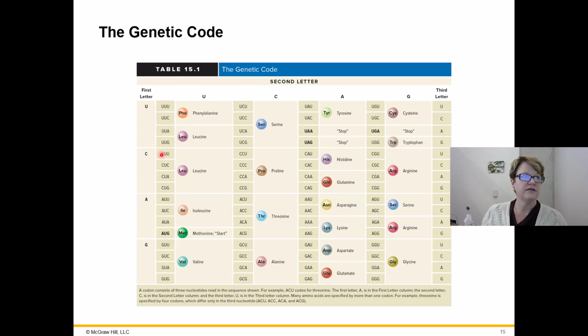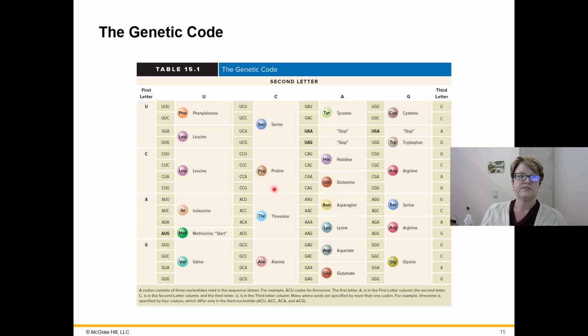So these codons in the mRNA would correspond to the ribosome putting a leucine into the protein. These codons in the mRNA would cause the ribosome to put a proline into the protein. So as the ribosome is bringing the mRNA through it, the corresponding tRNA is bringing the correct amino acid that corresponds to the codon in the mRNA.